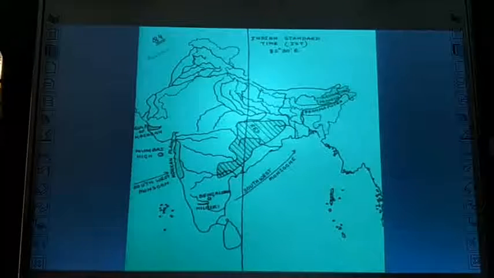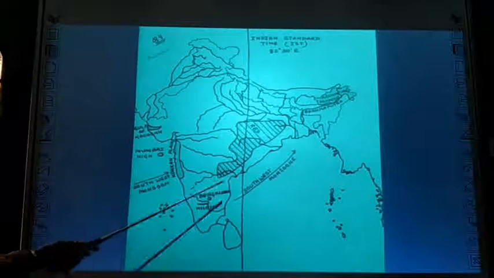Next, mark with an arrow and name the winds which bring rainfall to Mumbai from June to September, that is, the southwest monsoon wind.